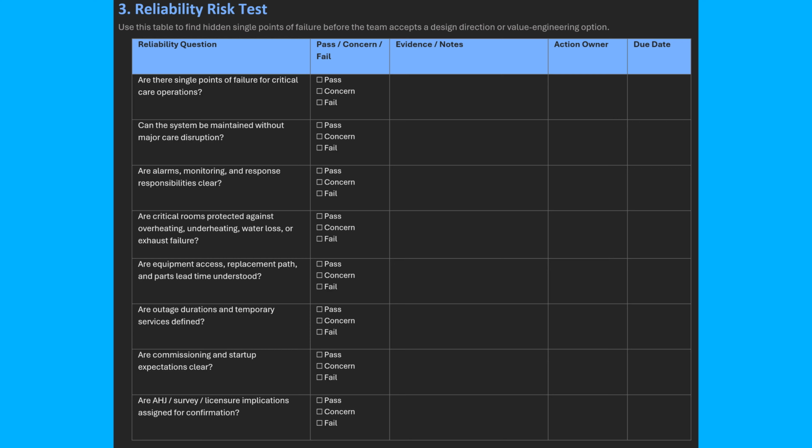Are equipment access, replacement paths, and parts lead times understood? Are outage durations known? Are temporary services possible? Are commissioning and startup expectations clear? Reliability is not just the equipment. Reliability is the whole support chain around the equipment.